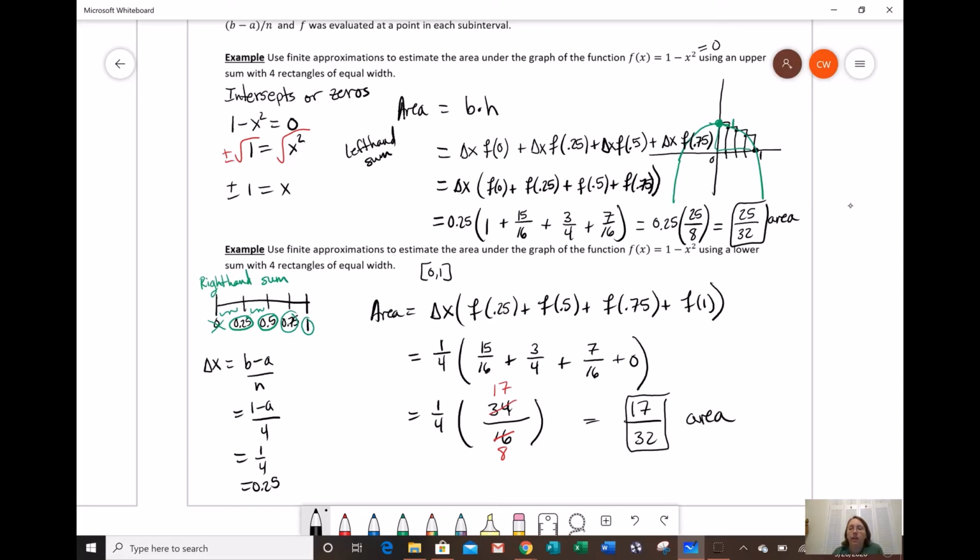Now that we have the left-hand sum and the right-hand sum, you can see that this must be the upper sum and this must be the lower sum. So the actual area is less than our upper sum, but greater than our lower sum. Somewhere between those two. It's not that big of an interval, honestly.